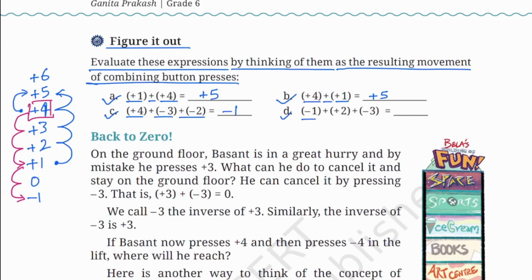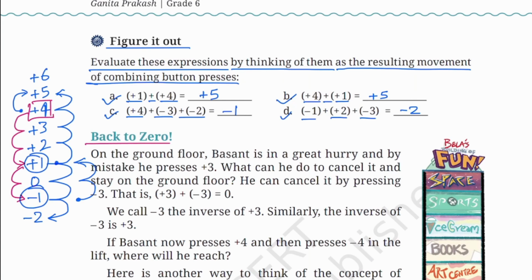D. Minus 1 plus 2 plus minus 3. Minus 1 is here, plus 2, that will take you to plus 1, then minus 3. The answer will be minus 2.